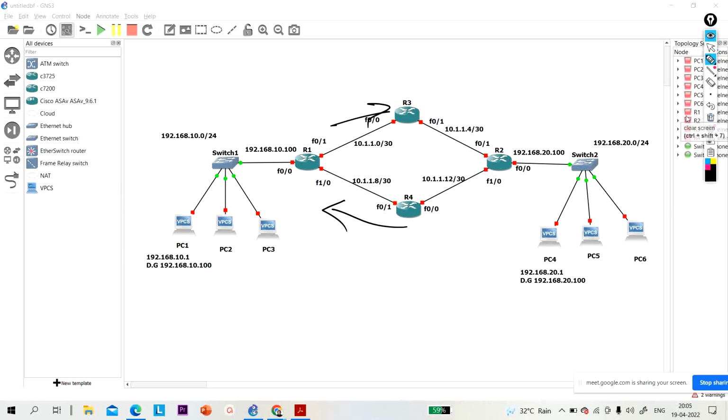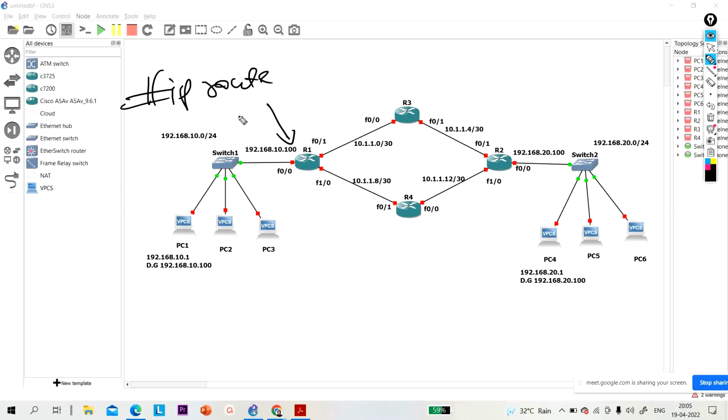But how will I configure it, what command will I run on R1? Hello. Yes. Sorry for being late. Okay, no problem, dear. We had just started.